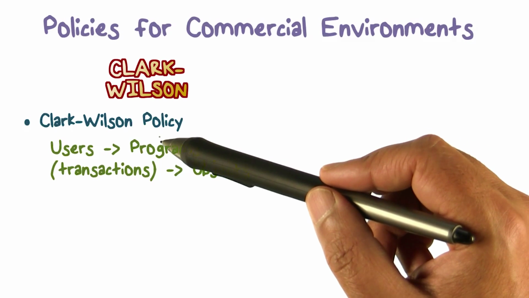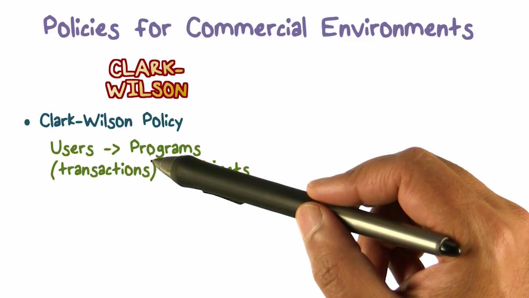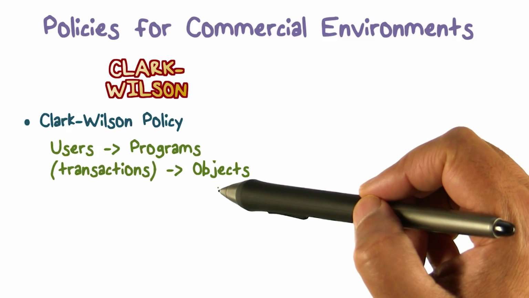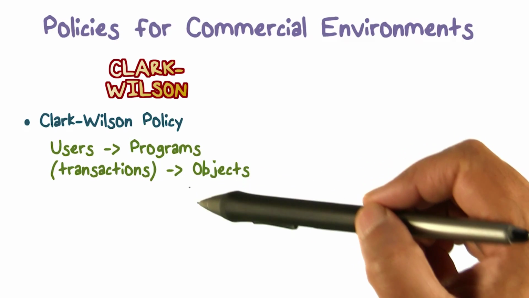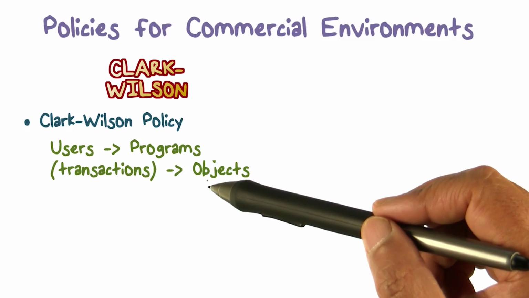So the way you think about the policy is that somebody says this user should have access to this application, and somebody says this application should have access to these objects. So that's how the user can then gain access to those objects, and only when they're running those applications.